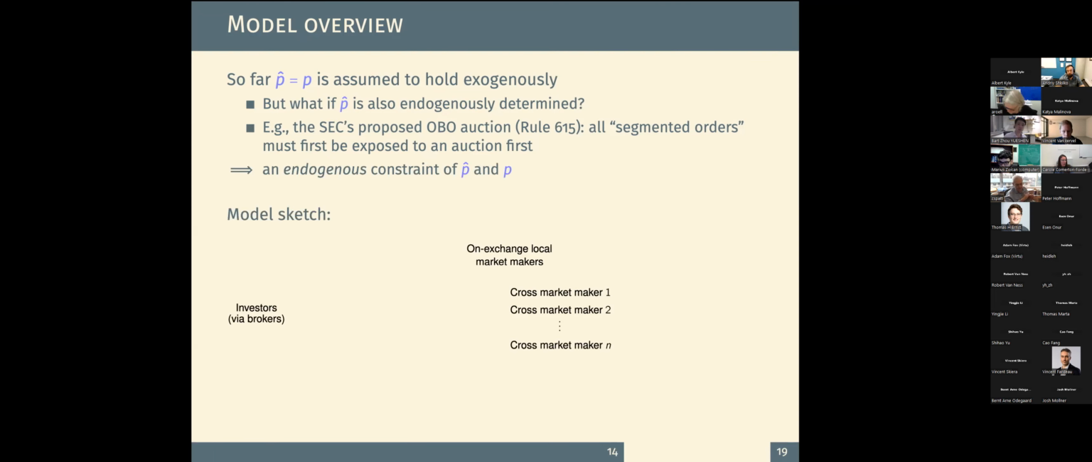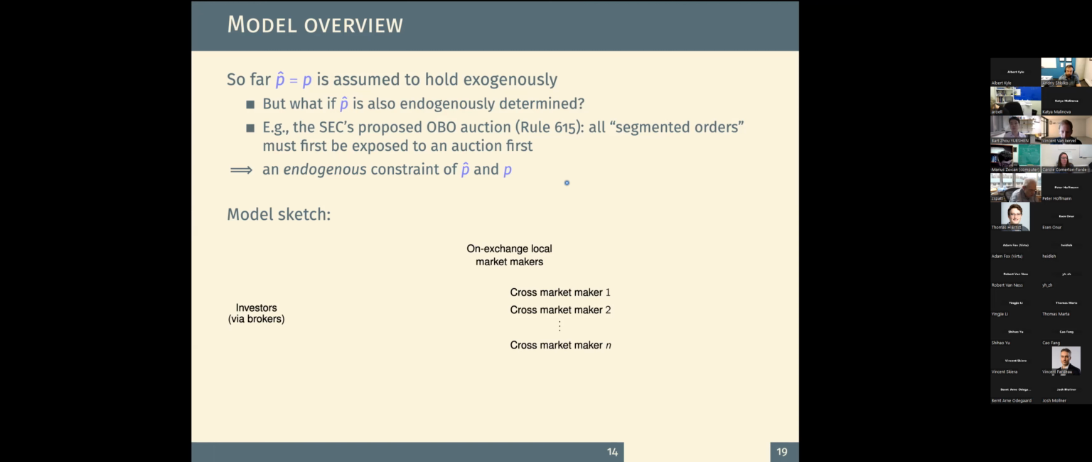So quick preview of the model, very similar to what I did in the baseline. Now we have three types of agents. On the one hand, we have the liquidity demand as before, the investors. On the other hand, we have the cross market makers that can both operate on the exchange and off exchange as before. And now we have a new category of investors, that's the local market makers. And that's sort of related to what Peter said. There are market makers, institutions that can provide liquidity only on exchange. And these are particularly relevant for the SEC's proposal, right?